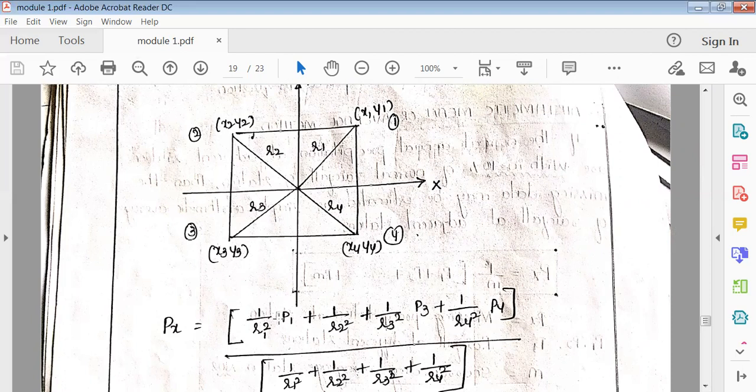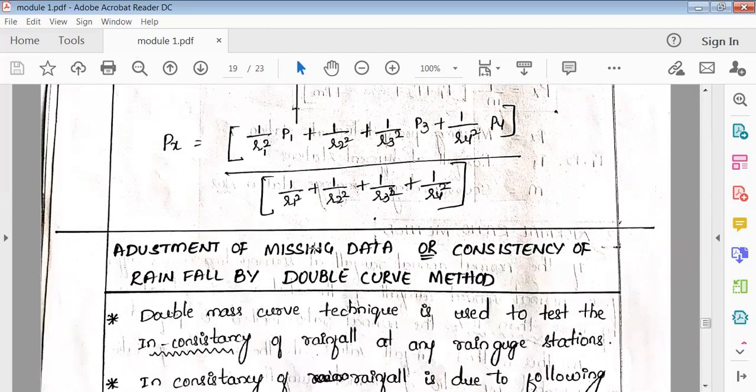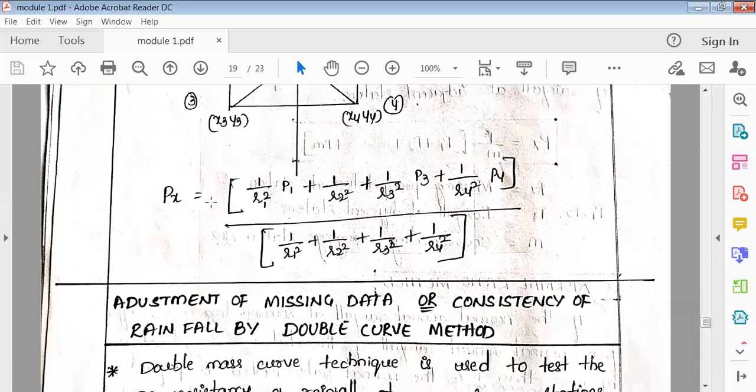All this is divided by 1 divided by R1 square plus 1 divided by R2 square plus R3 square plus R4 square. This is the formula used to calculate when there is a difference in the rainfall, and only the 4 adjacent stations are considered. If they ask you, you're supposed to write all the 4, and I'll explain.